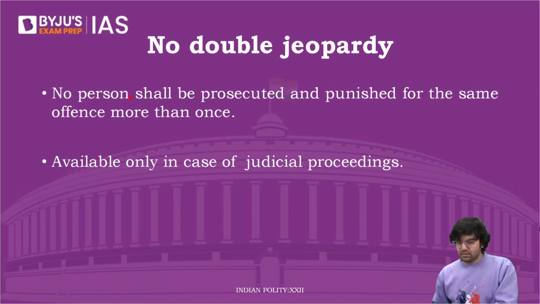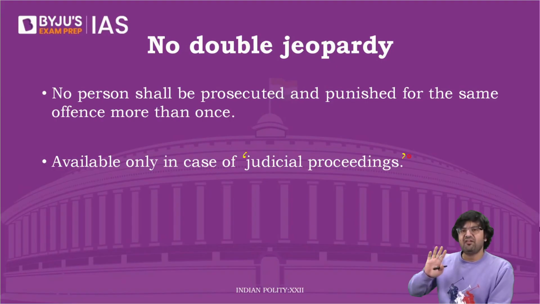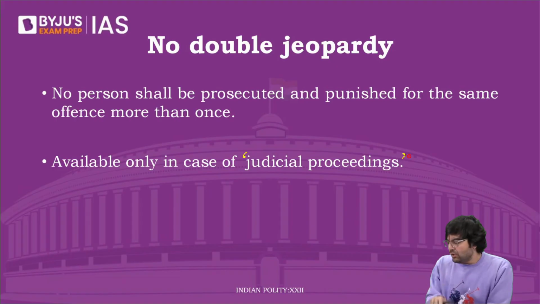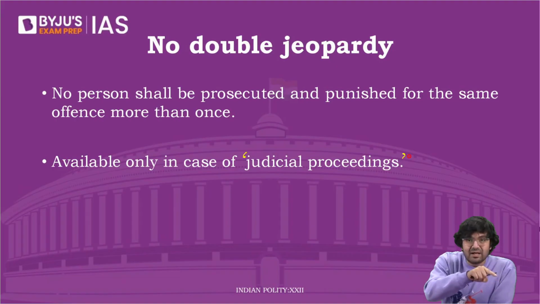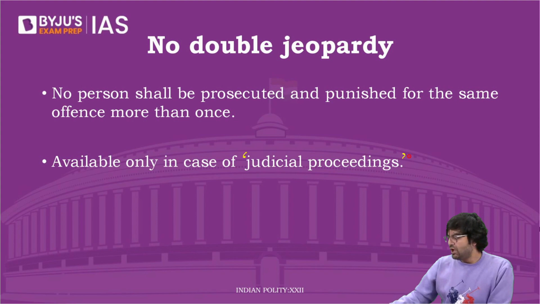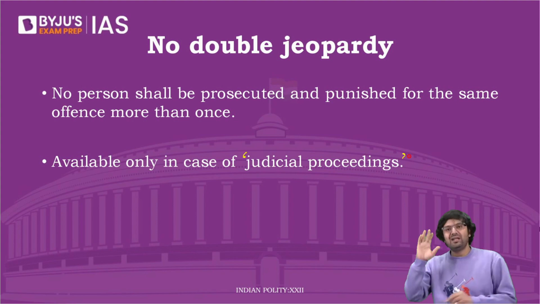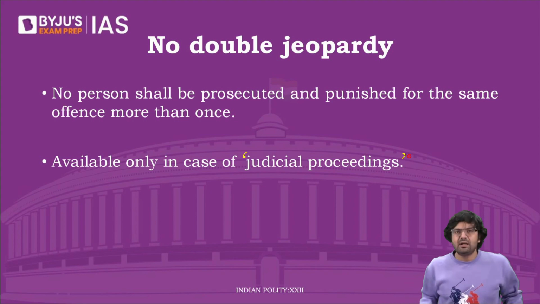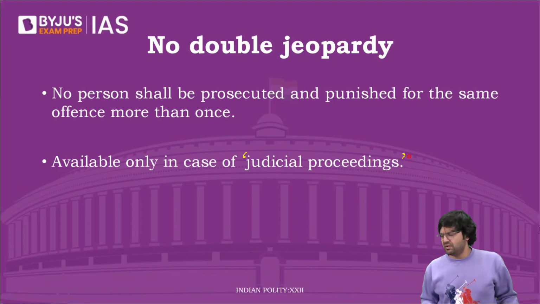Second point, no double jeopardy. What is double jeopardy? Double punishment. Punishing somebody more than once. This is available only in case of judicial proceedings. So if you have been punished for a crime, you will not be punished for that same crime again. It will not be the case that, let's say, you have been punished with 20 years of jail and you come out of jail and the judge says, no, I did not feel that punishment is sufficient. Send him back 10 more years. No, that can't be done.